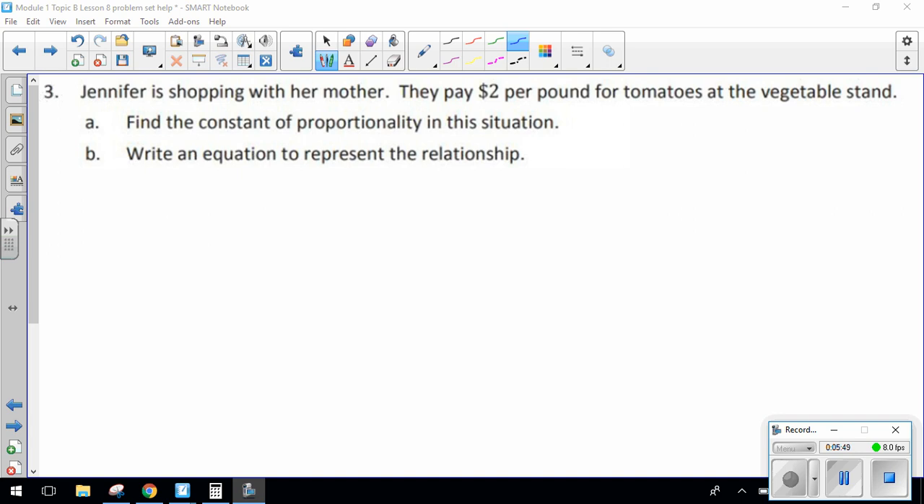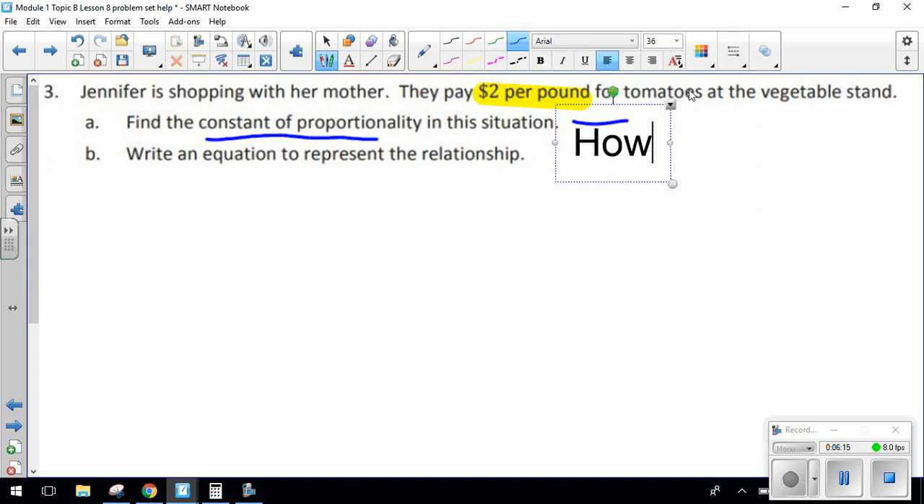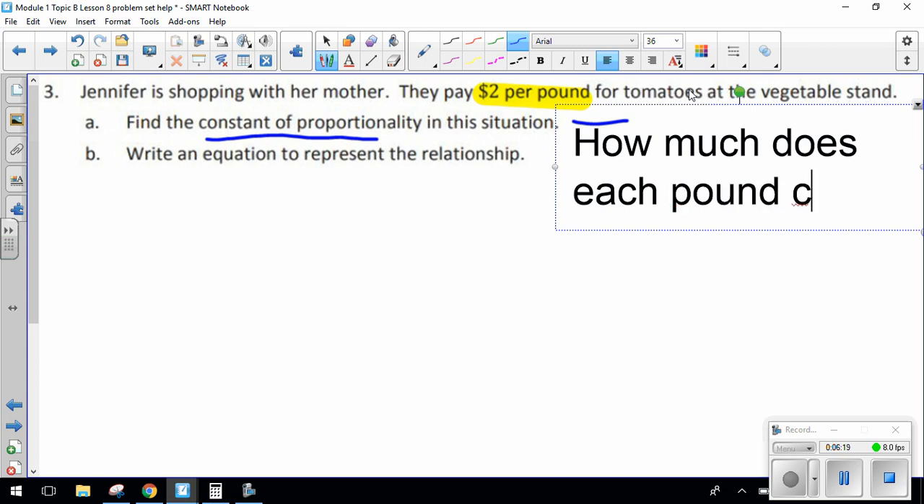So in number 3, students find this problem difficult. This is a very, very simple problem. Let me show you how. Jennifer is shopping with her mother. They pay $2 per pound for tomatoes at a vegetable stand. So part A is asking us to find the constant of proportionality. Find the unit rate. What this is saying is find how much each pound costs. How much does each pound cost?